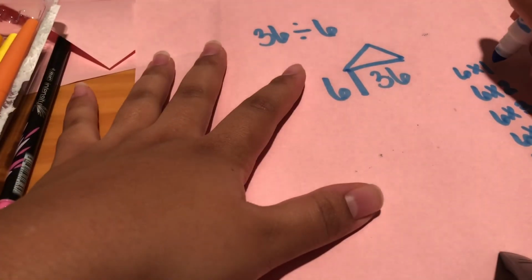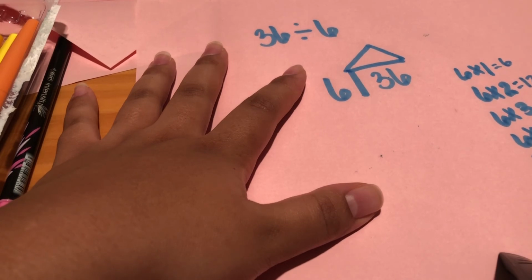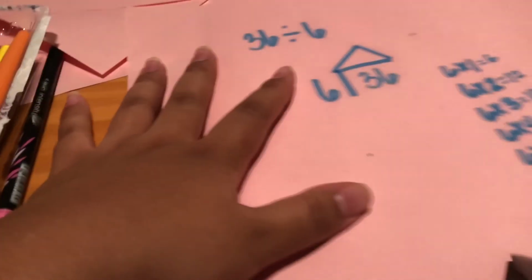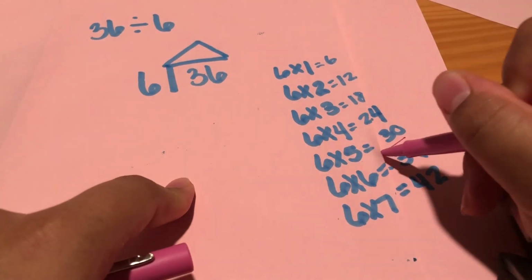So we have 6 times 1 is 6, 12, 18, 24, 30, and 36, and this is 42. Now that we figured that out, we need to figure out what is going to get us to 36. 6 times what? And it looks like right here, 6 times 6 is 36.